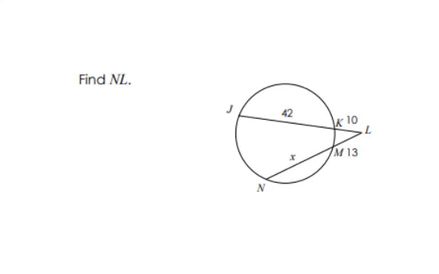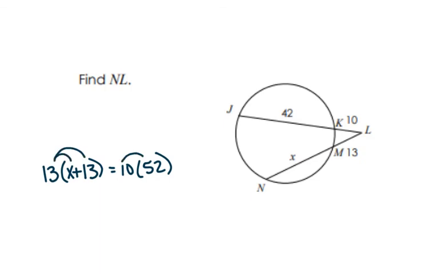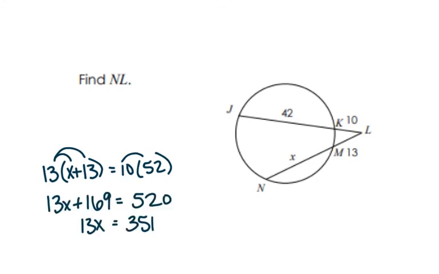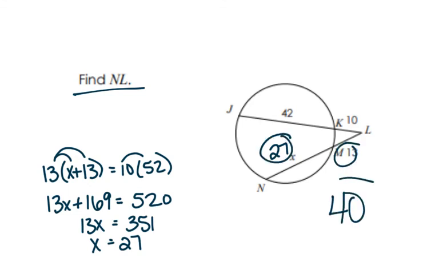Alright, if you'll go ahead and try this one, pause the video, see if you can figure out the correct formula, and see if you can set it up. 1, 2, 3. Alright, so hopefully this is how you set it up, and now I'm going to distribute, and I'm going to get my like terms together, so you can pause the video and try it. The last thing I would do is divide by 13. I get x is 27. So the question asked me to find NL, so now I would just plug 27 back in here, and 27 plus 13 is 40, so 40 is going to be my final answer.